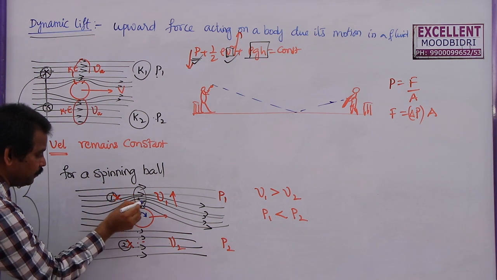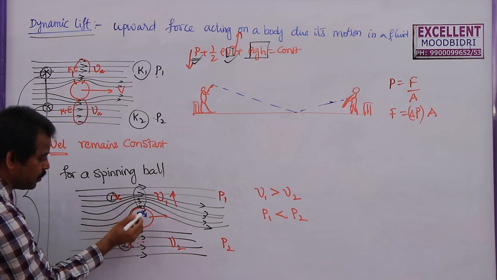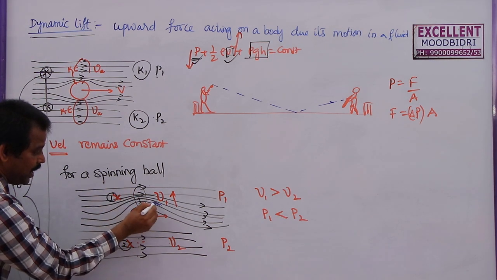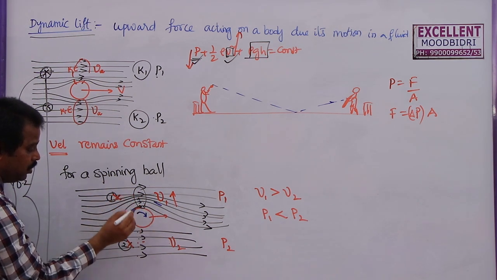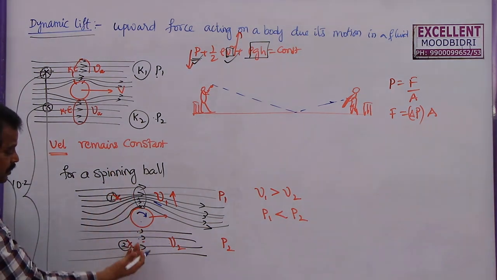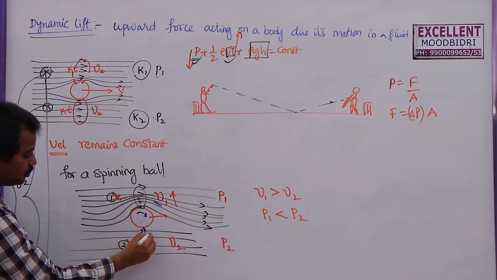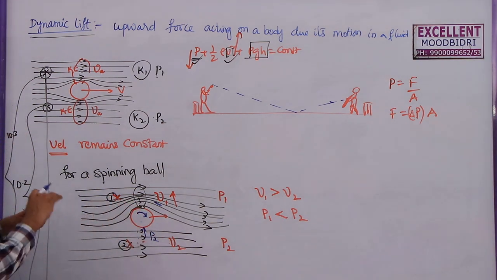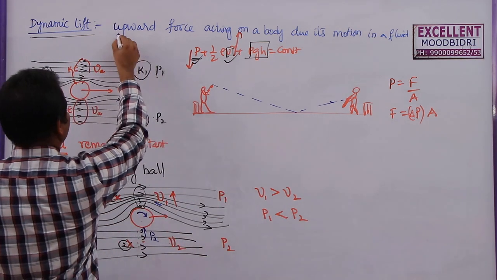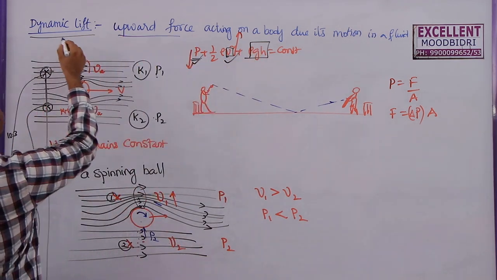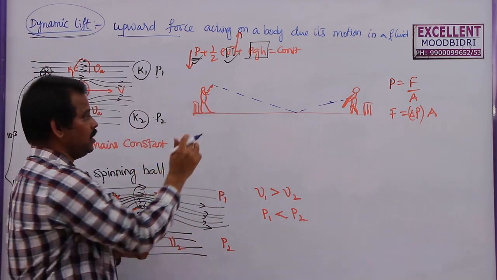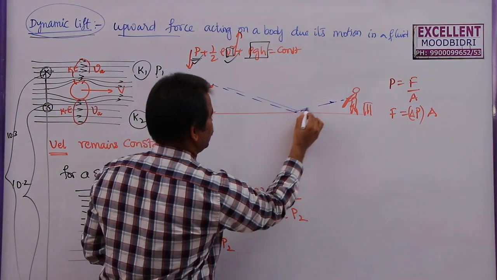The upper surface, that means above the upper surface of the ball, the streamlines will be nearer to each other. Due to this, the velocity of the air above the ball will be more, but the velocity below the ball will be less. Due to this, a pressure will be created at the bottom. This pressure is greater than the pressure acting on the top. So due to this, it will get some upward force. That upward force which is acting on a body due to the motion of the fluid is called dynamic lift.